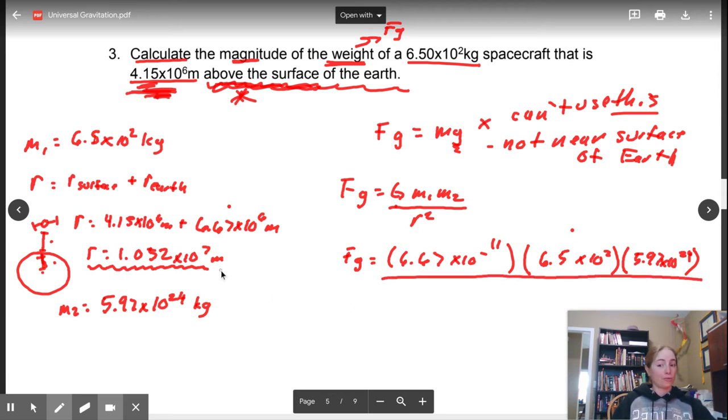Divide that by our radius. Don't forget to square it. So ladies and gentlemen, every single number you're dealing with in this equation is going to be in scientific notation for the most part. So this is where your brackets are going to become really important, and where I personally like to use the second E function.